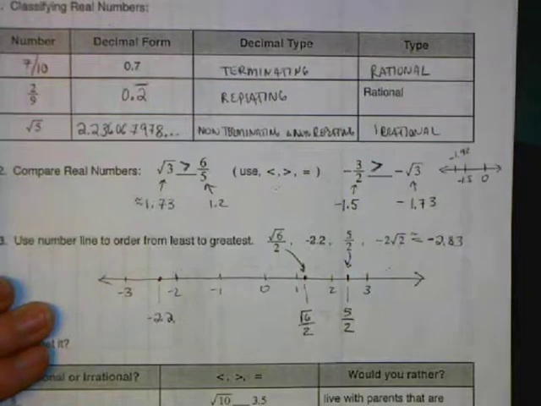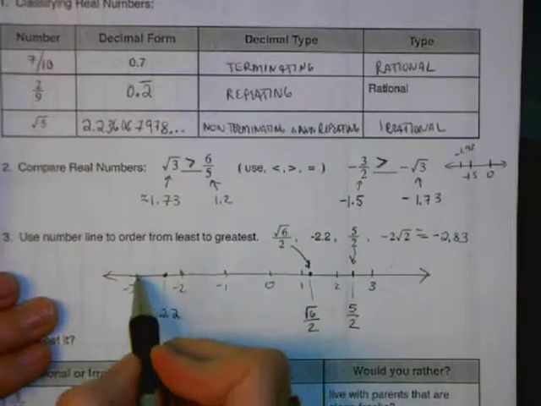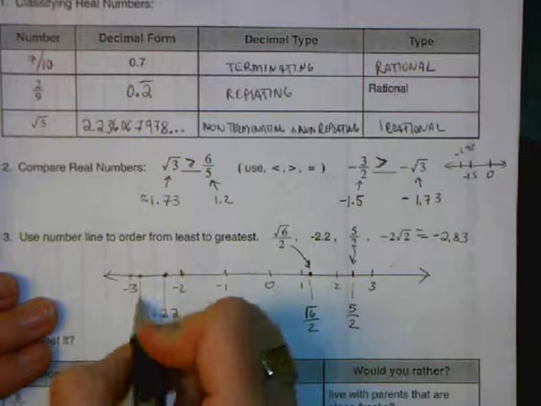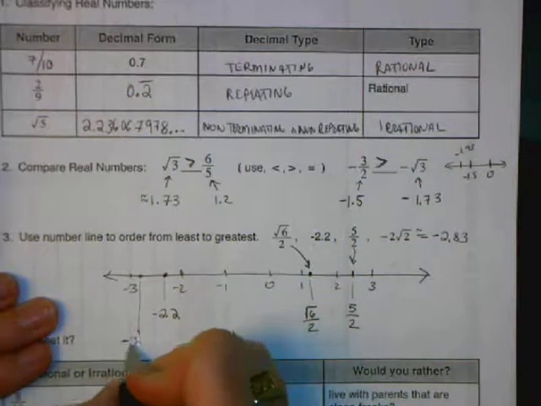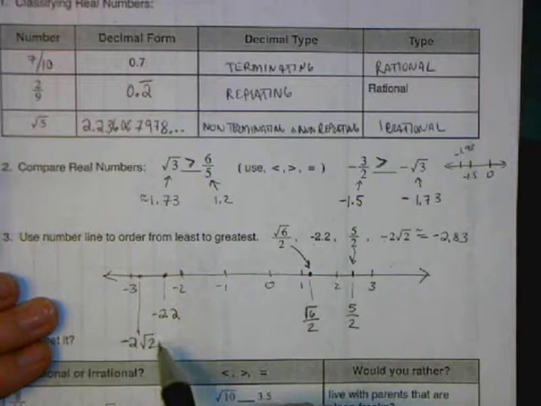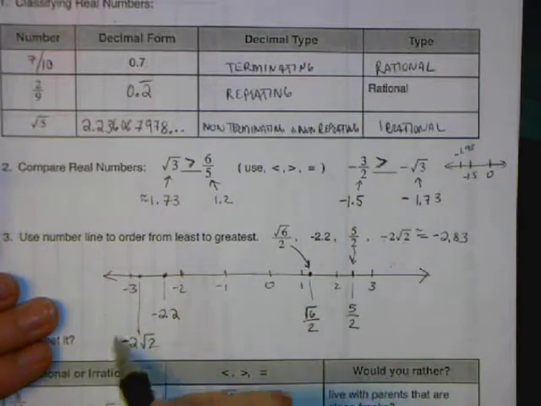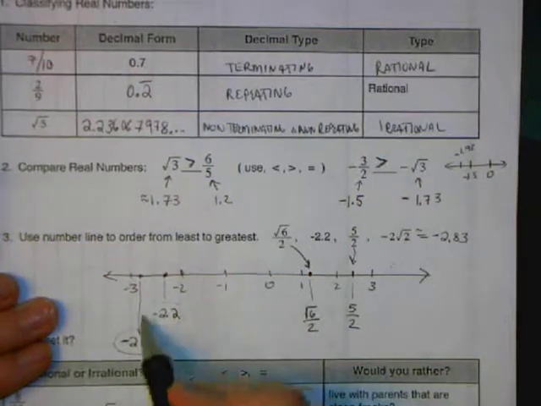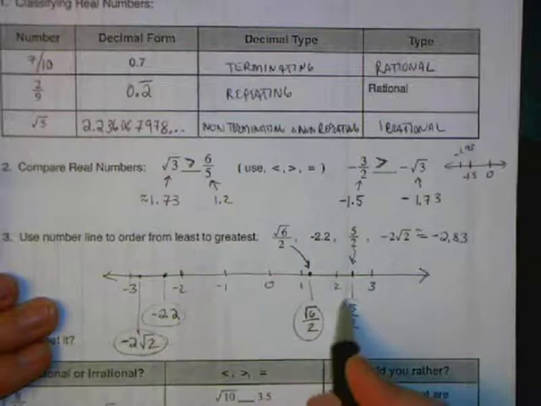Where does that go on the number line? Well, it's even more negative than negative 2.2. It's down here. That's negative 2 times the square root of 2 there. So now we have, along the bottom here in this number line, these numbers in order from the smallest up to the biggest.